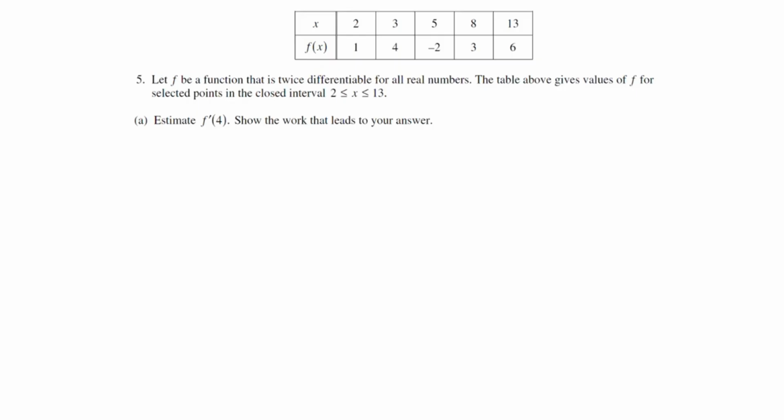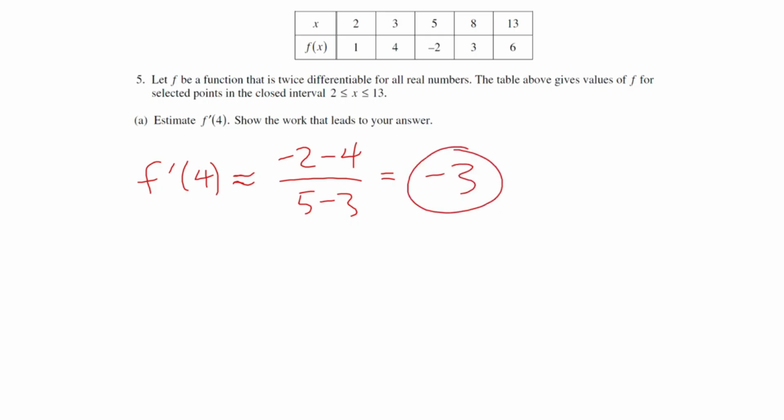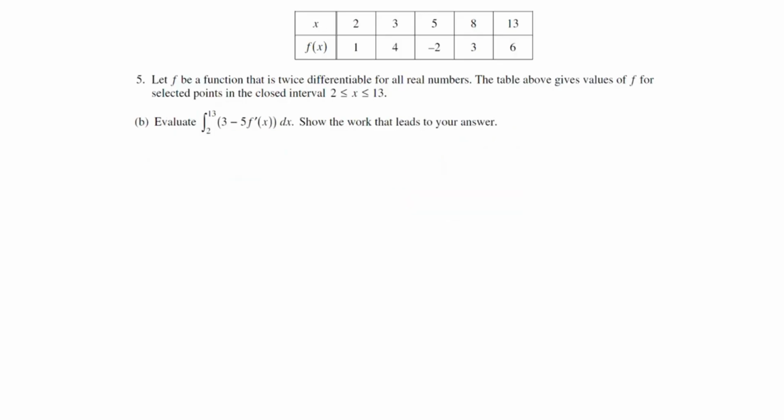So the best way to estimate f prime of 4 is just do the average rate of change on the interval from 3 to 5, the smallest interval surrounding it. So that'll be -2 minus 4 over 5 minus 3. Well, that's -6 over 2, which is just -3. So they're going to give you 1 point there for part A for finding that value.